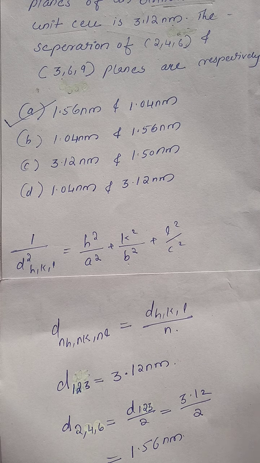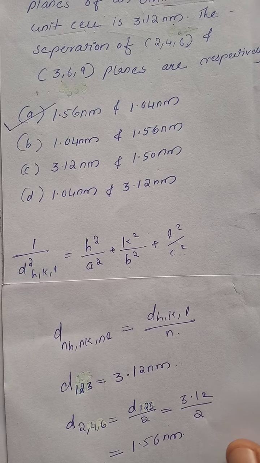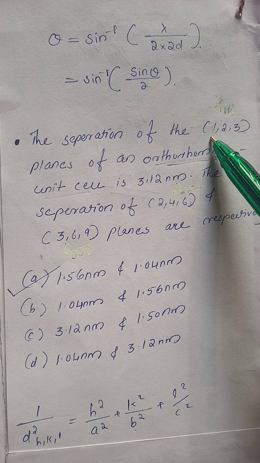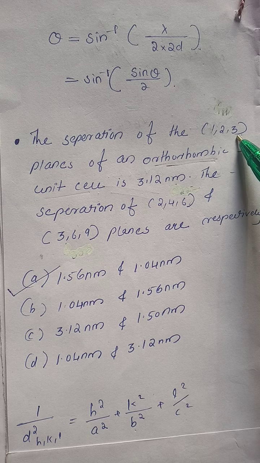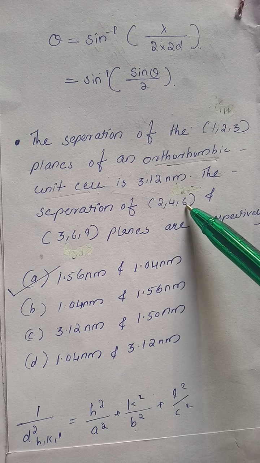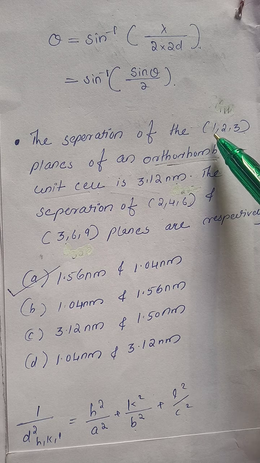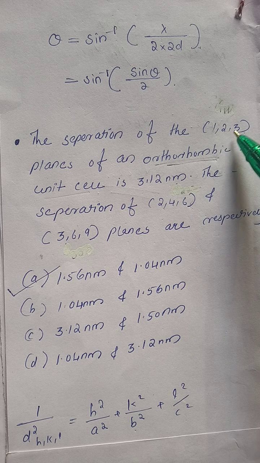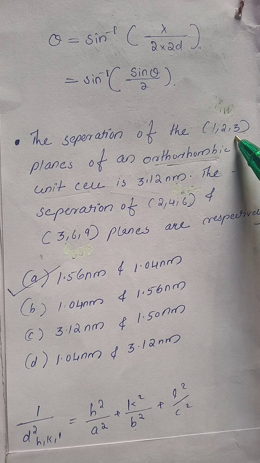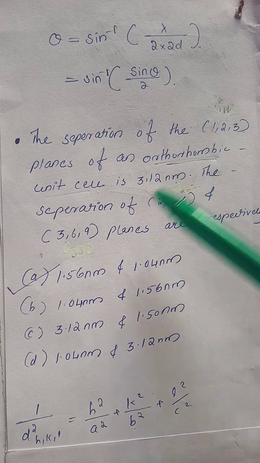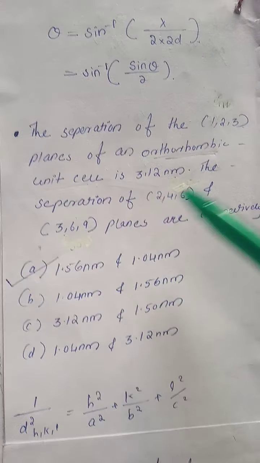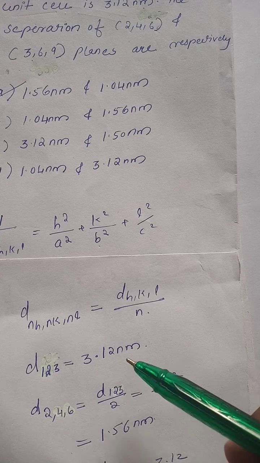Before going to that equation, let me check another method. The given plane is 1, 2, 3 and they ask to find the separation of 2, 4, 6, which is exactly a multiple. If you multiply this plane by 2, 1 into 2, 2 into 2 is 4, 3 into 2 is 6. Similarly, 1 into 3, 2 into 3 is 6, 3 into 3 is 9. So we can use this equation directly.